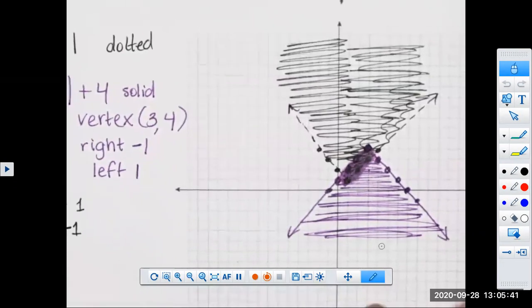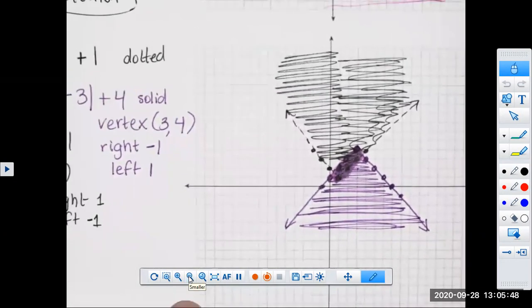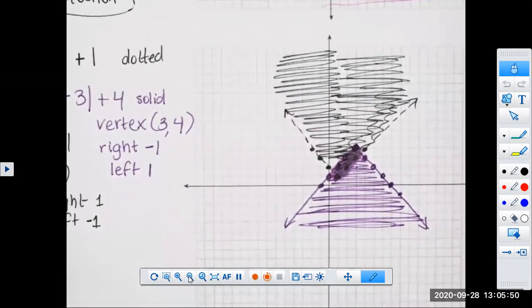Pretty much. I mean, we just did, to me, the hardest one is the absolute value. Both of them. Oh, what? I don't like absolute value. I know.